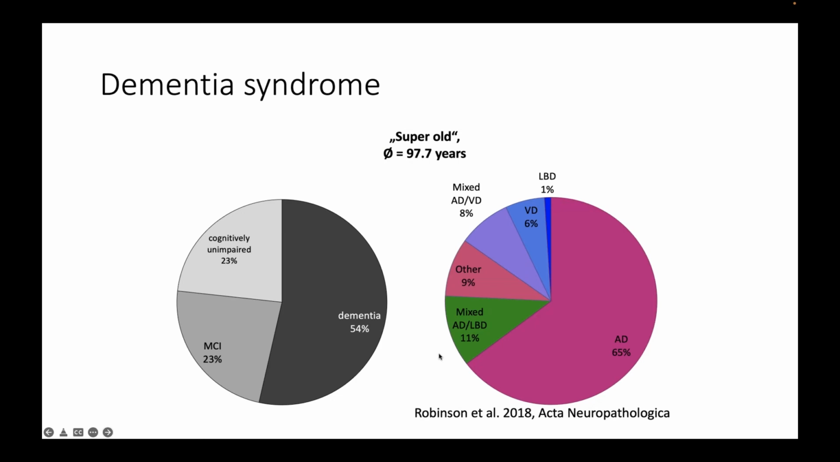And what else could it be then? So here is an overview of a cohort of very old patients, almost 100 years old. When you look at these patients, about half of them have dementia and a quarter have mild cognitive impairment, while a quarter has no such cognitive impairment. And if you have a look at the dementia patients, you see that it's about two thirds Alzheimer's disease, and then in a smaller amount other dementias, which is Lewy body dementia, vascular dementia, and here's the category of other diseases.